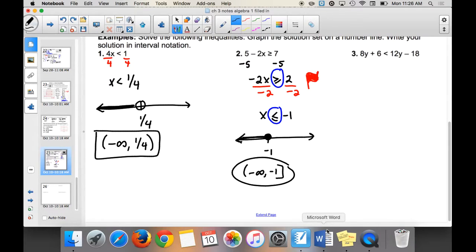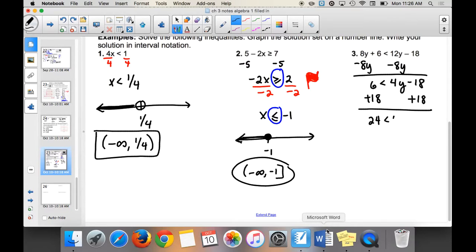So obviously, just like with equations, it gets harder. Like with equations, I gave you some really hard ones with decimals, fractions, and so on. You could have decimals and fractions with inequalities as well. All right, so this next one. It doesn't matter which side you get the y's on. Let's say I subtract my 8y over like we did with equations so that we have a positive number. So we'd have 6 is less than 4y minus 18. And then we add our 18 to both sides. So we get 24 is less than 4y.